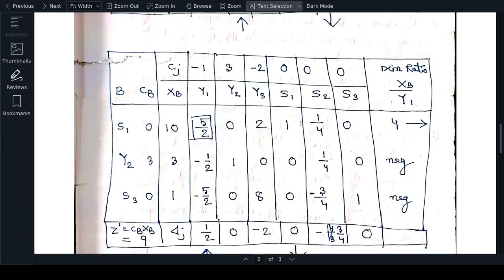Clear? Next, what will be the element of 2 in the new table? How to calculate in the new table?